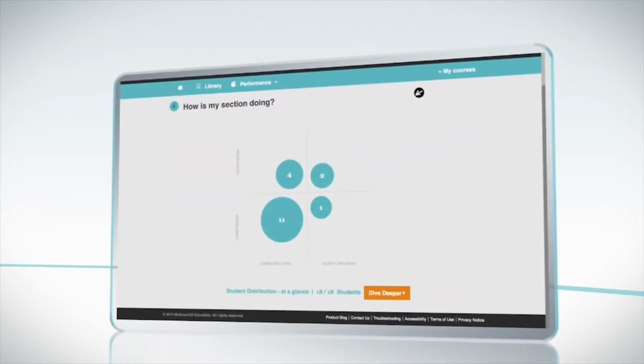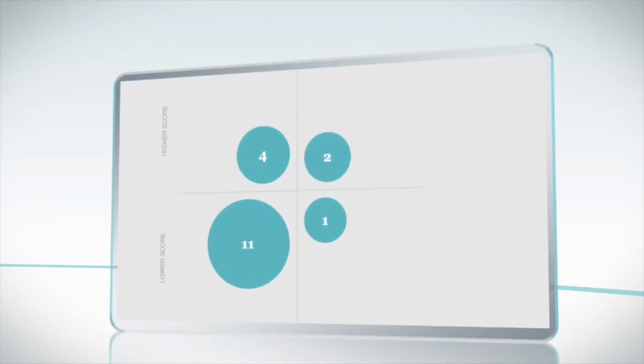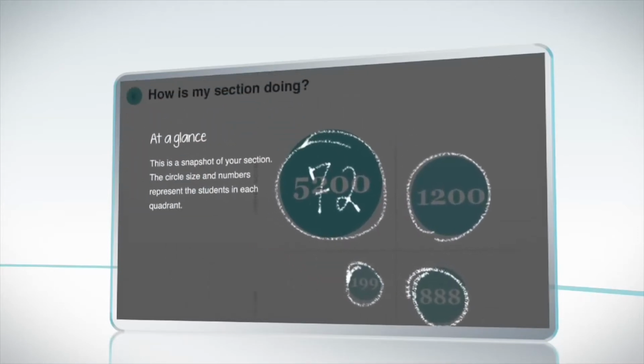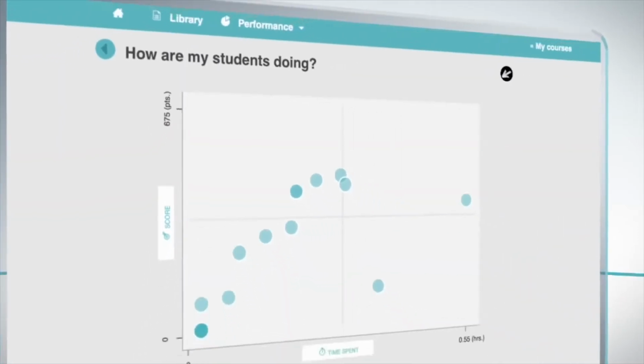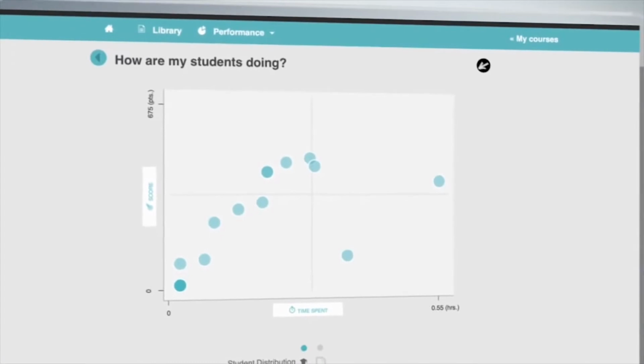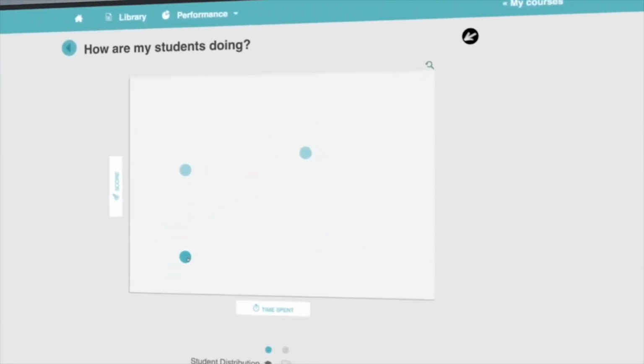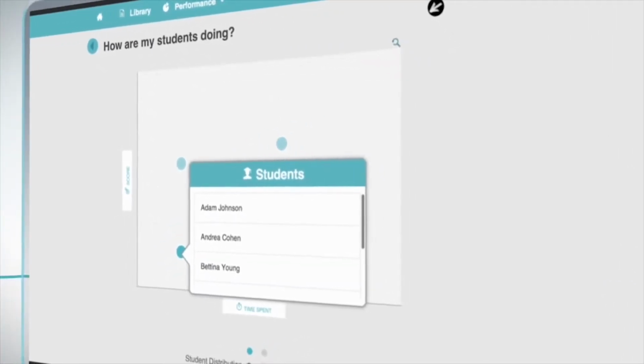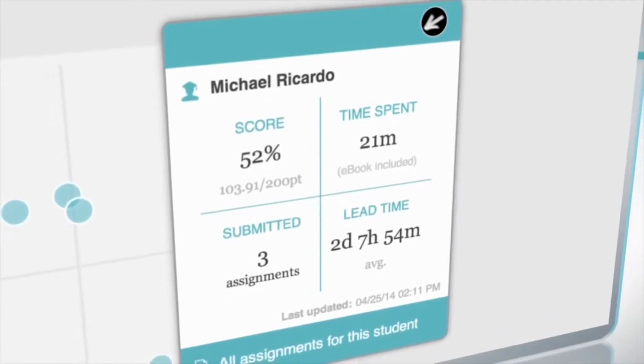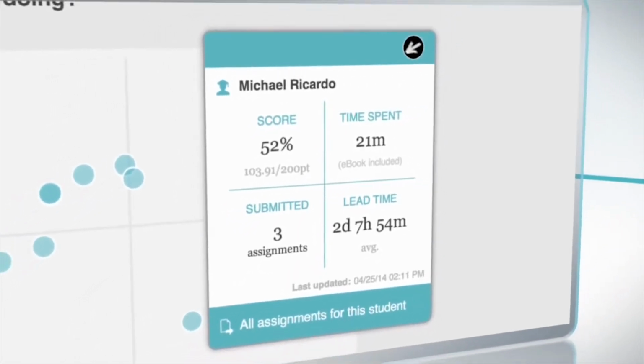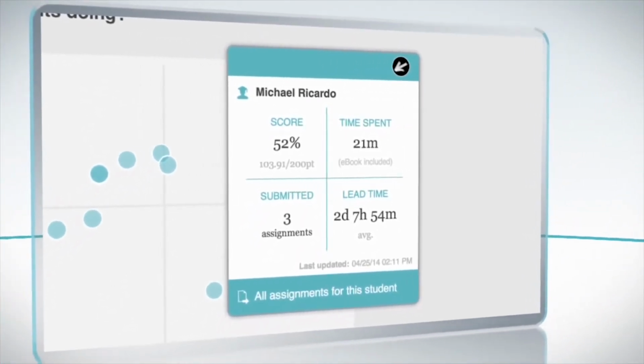How is my section doing allows me to get my finger on the pulse of the class. It allows me a quick evaluation of how the whole course is doing. How are my students doing allows me to know the students that are on target, but more importantly, allows me to identify the at-risk students. How is this student doing gives me up-to-the-minute data on a specific student.